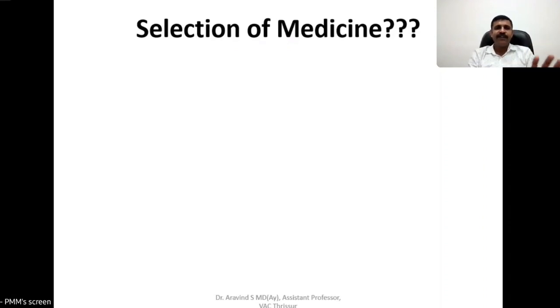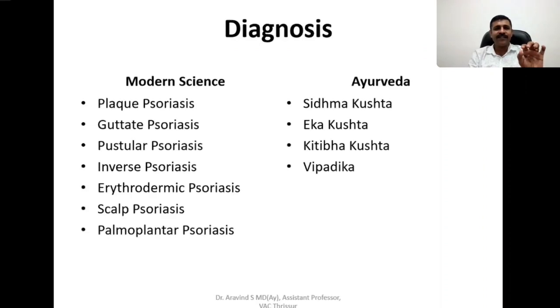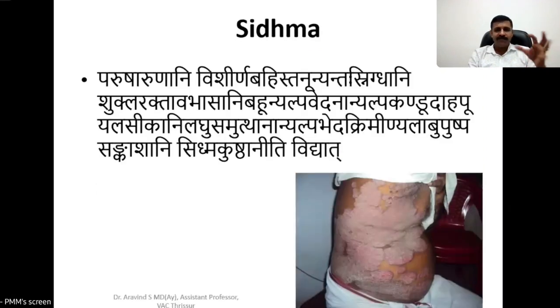In such a condition, we will get a dilemma. So how to select a medicine? Before that, we should understand how to diagnose through Ayurveda. As I've mentioned, Sitma Kushta is there, Eka Kushta is there, Kitipa Kushta is there, and for some kinds of palmoplantar psoriasis, Vibhadika also is there. First, we will go through the theoretical knowledge of Sitma.